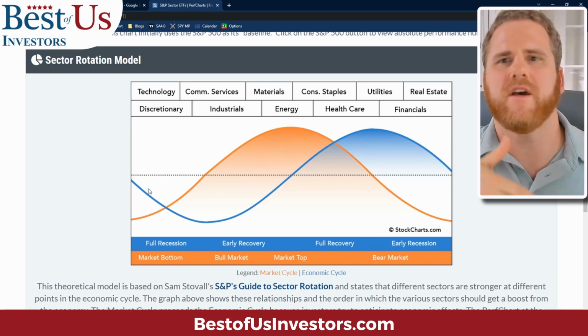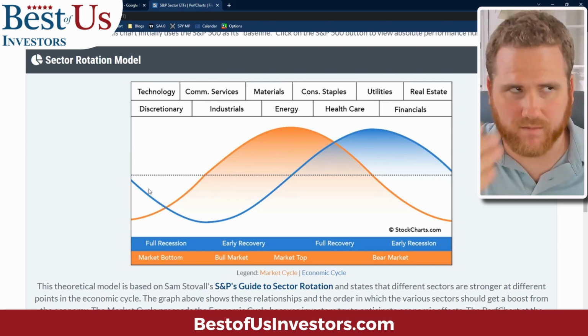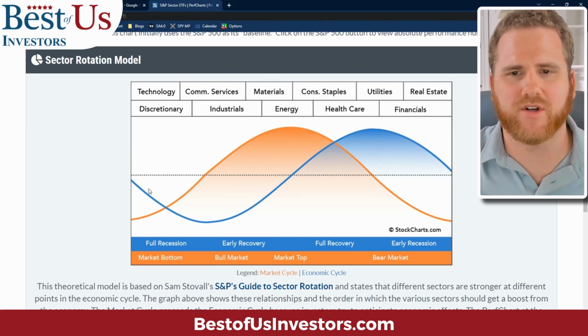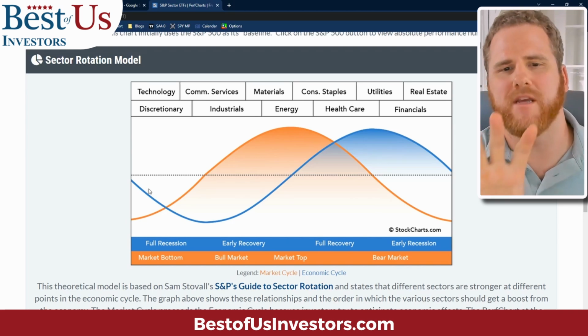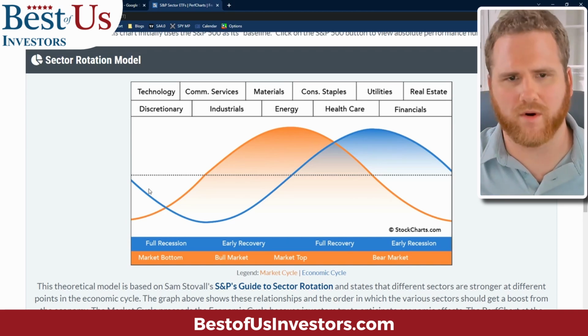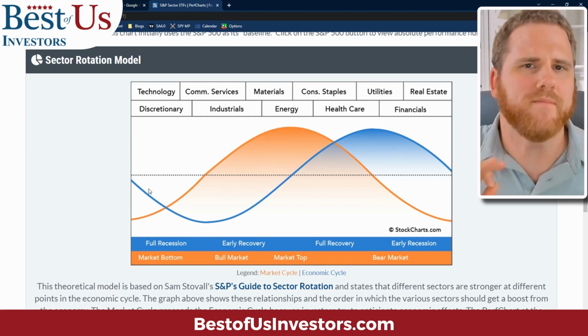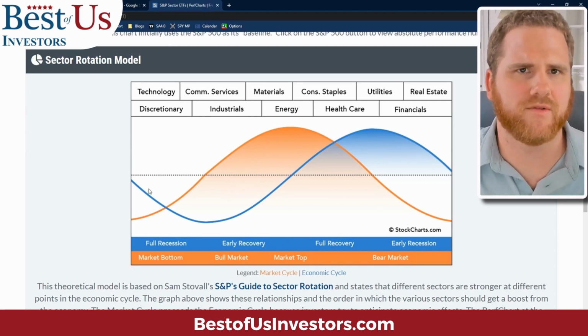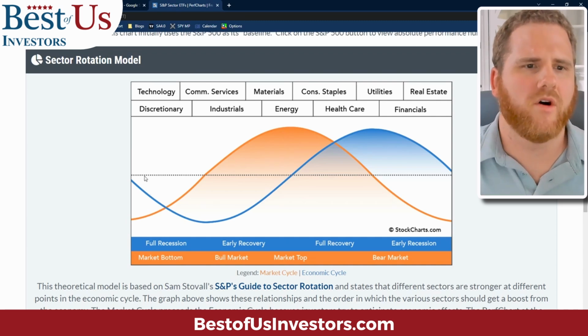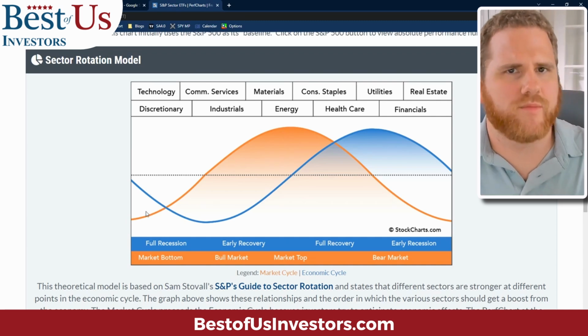In other words, are we in a bull market, a bullish economy? Are we in a recession? That is why the blue line is shifted a little bit forward. But we're going to focus on the market cycle because that's what's going to be most important to us as investors. So let's take some interpretations from this chart.